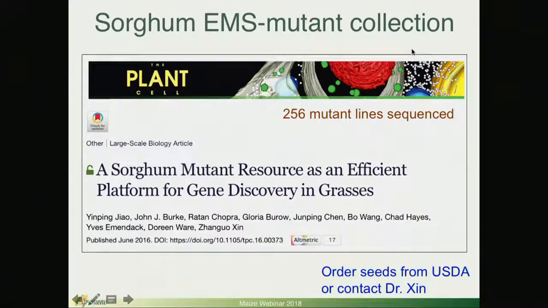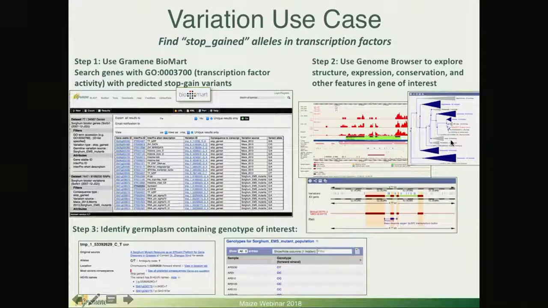This mutant collection is described in this paper by our colleague Yinping Yao, and you actually can order seeds if you're interested. But how do you go about exploring this collection? Let's say that you are interested in finding any EMS mutant that resulted in a truncated version of your protein product. So you're going to look for stop-gain alleles in, say, transcription factors.